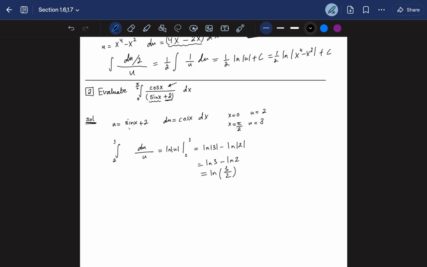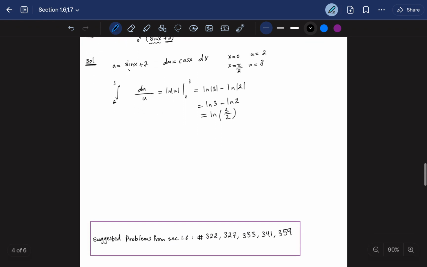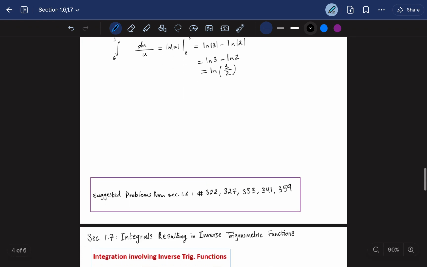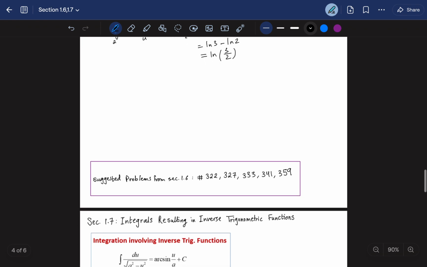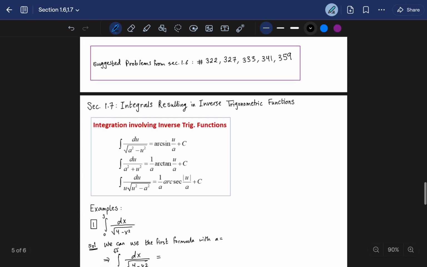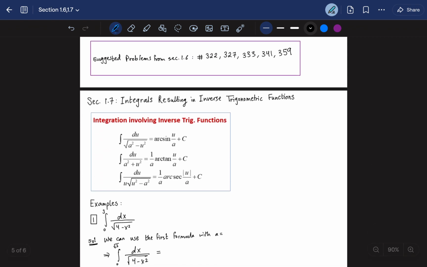So that's mainly it for logarithmic functions. They're just formulas that you have to memorize and then use to solve different problems. So these are some suggested problems from section 1.6. You can do them if you want to practice more, because they're going to be very helpful when you practice.